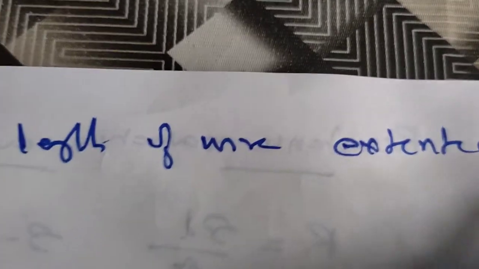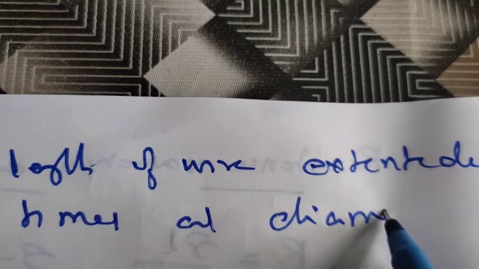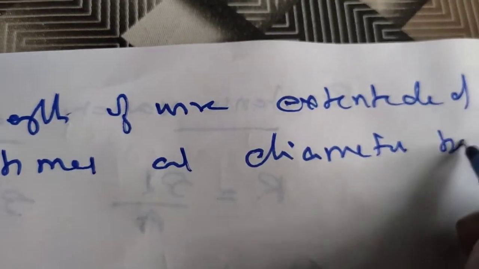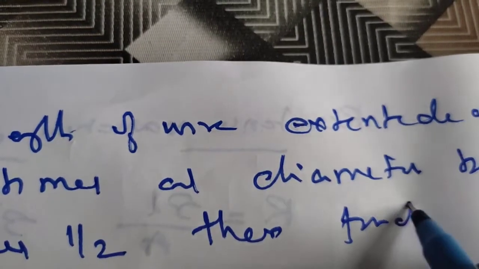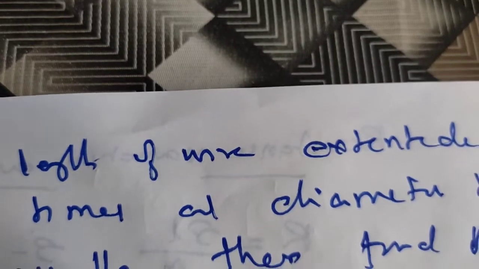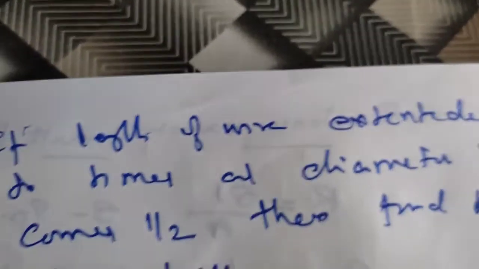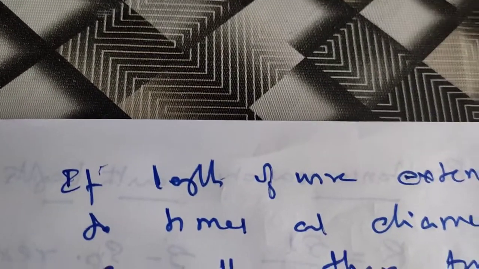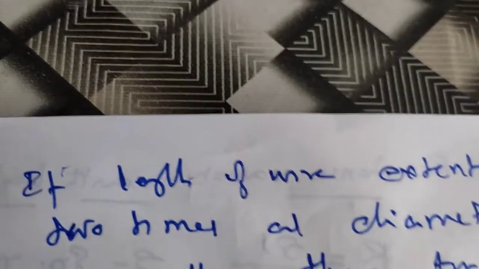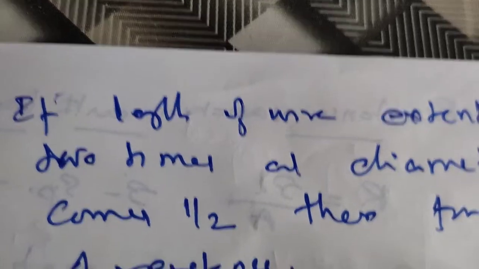So you will see a question: if the length of a wire is extended to 2 times and the diameter becomes half, then find the variation of resistance. See, the length of the wire is extended to 2 times and the diameter is made half. Okay, find the variation of resistance.